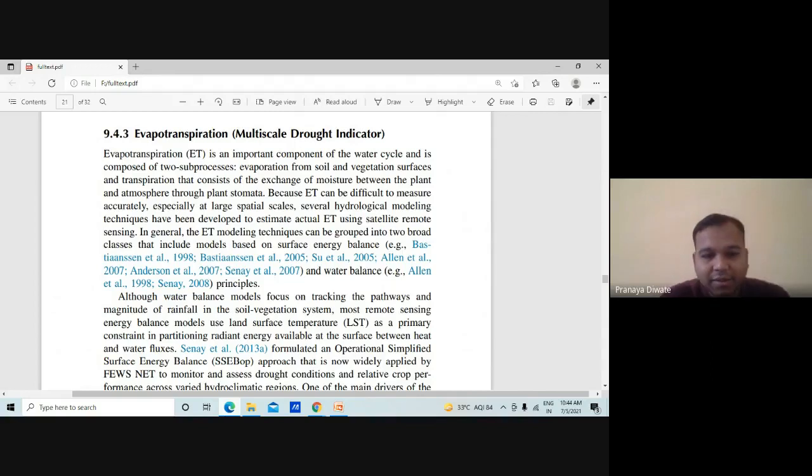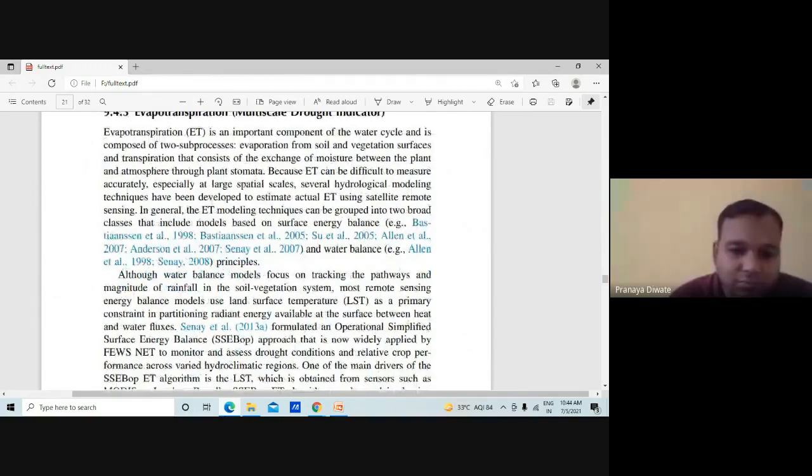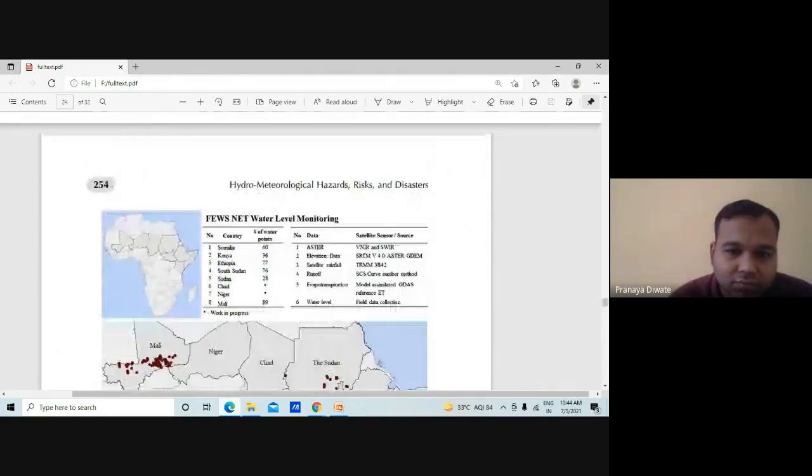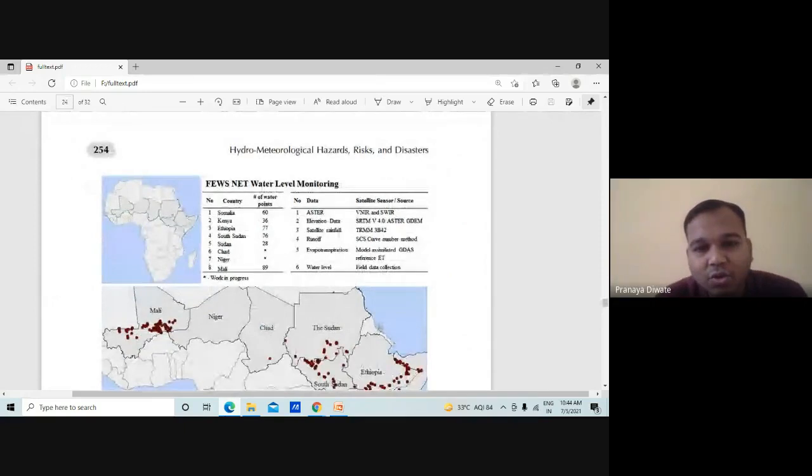So this one is taking specific information for the evapotranspiration scenario of the area, which is one of the examples for this evapotranspiration monitoring. So this is how your water level monitoring has been done.